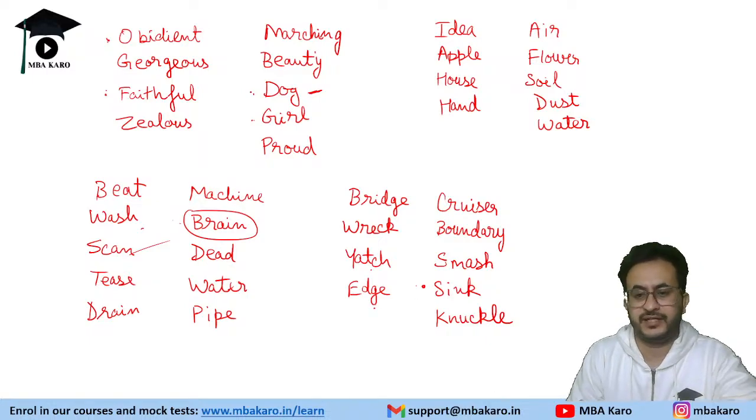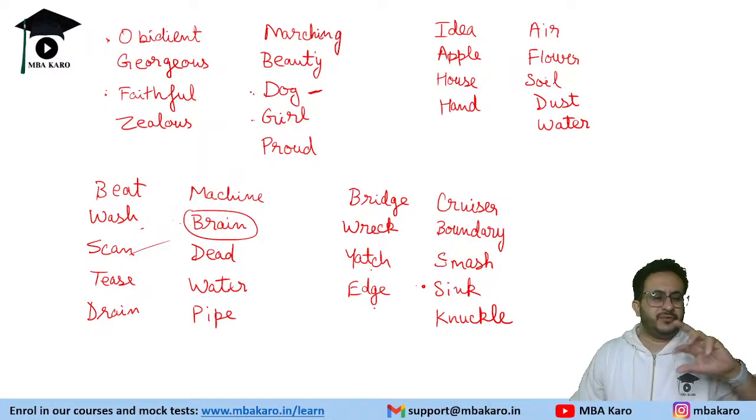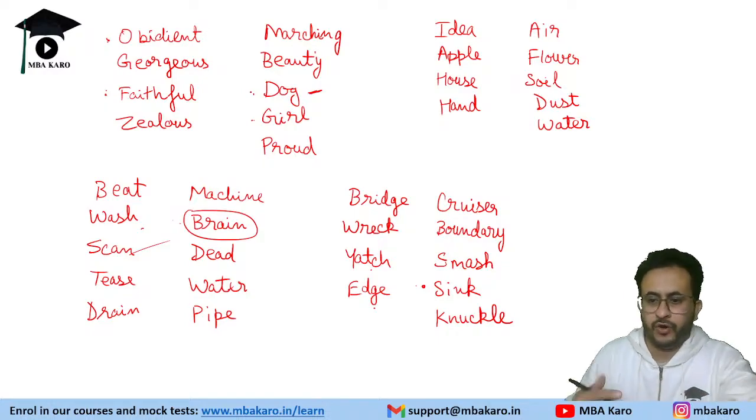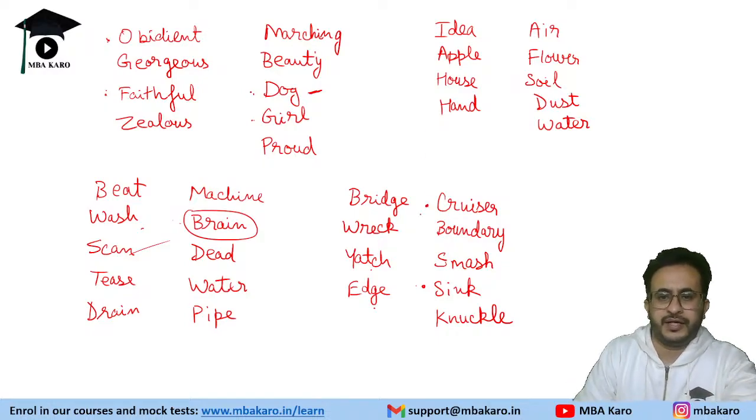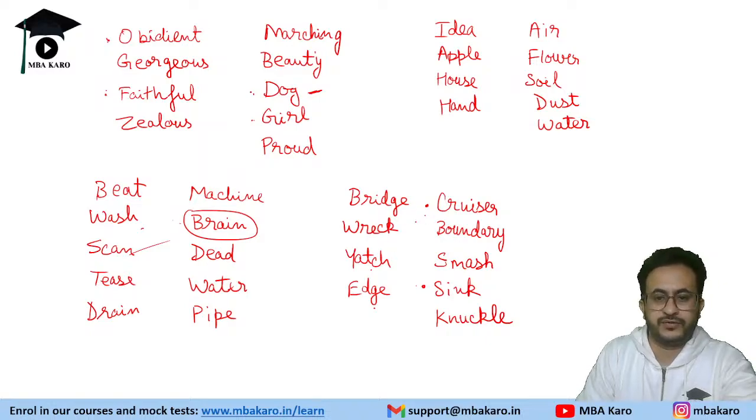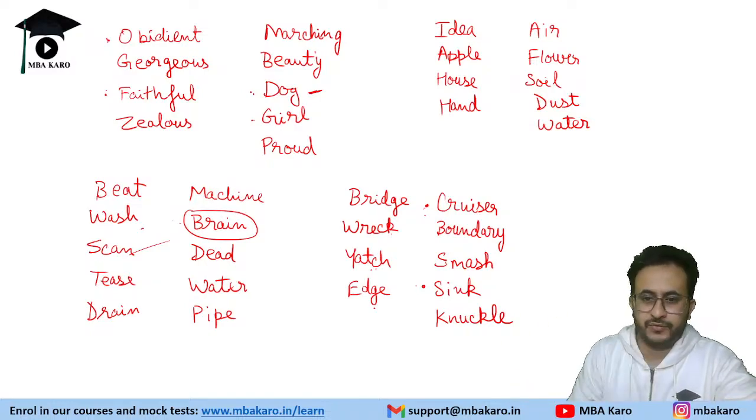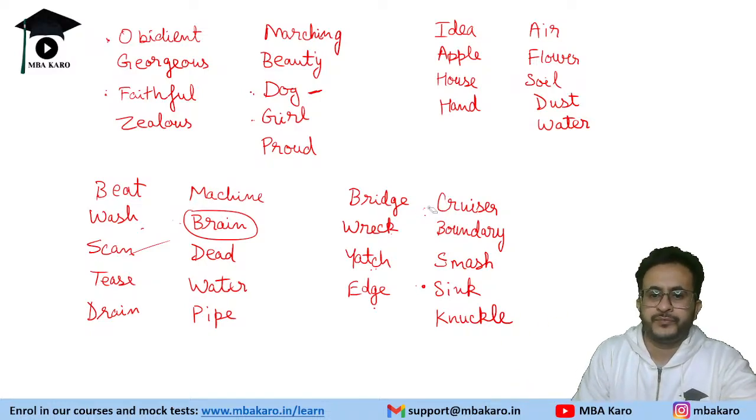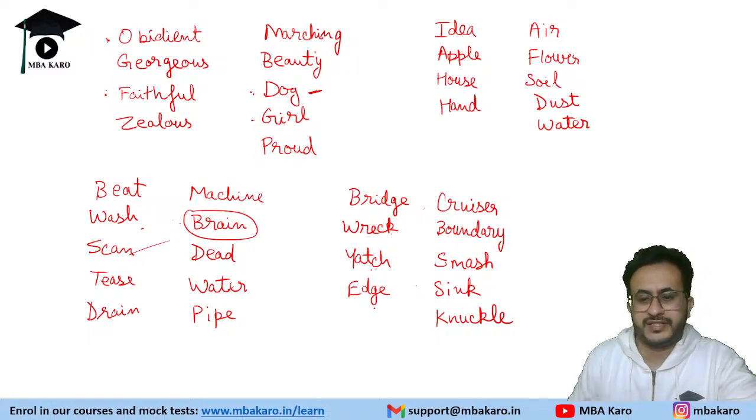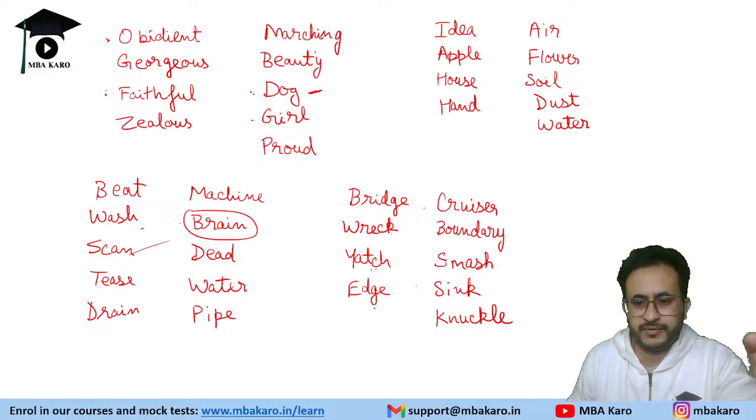The edge of a sink. So I'm not sure, because there was a combination of options in this, or it could be cruiser also, right? Cruiser is also associated with these things. Cruiser is a yacht, and a cruiser can wreck. Cruiser has an edge. Cruiser passing on a bridge or something like that. So these are very tricky. These were the four questions that were asked on word association.